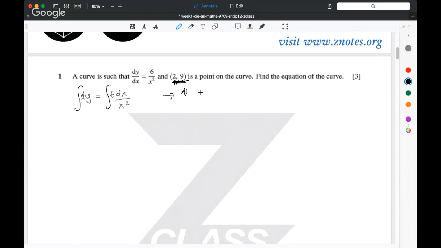So either you could go, if you integrate this on the left-hand side, you get y, and on the right-hand side, you get minus 6 on x plus c. And then you plug in 2, 9. 9 is equal to minus 3 plus c, and so on. And the other way to do it is to put in the boundary conditions.